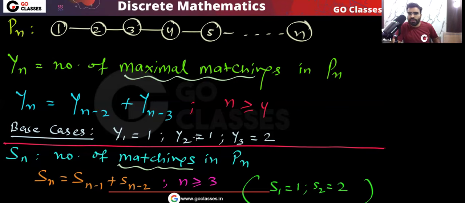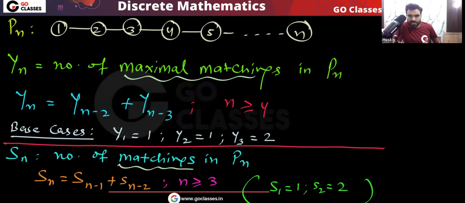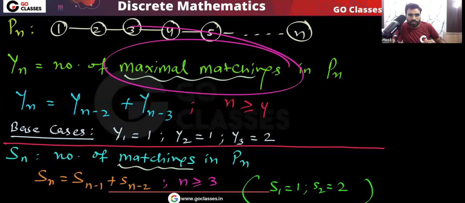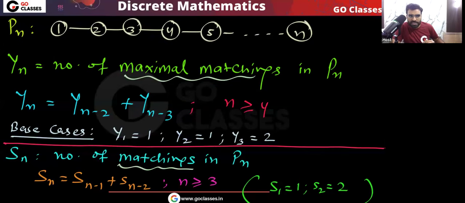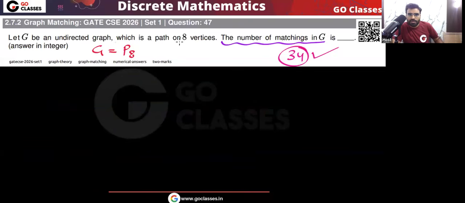I hope you understood. For a path graph on n vertices, what is the number of maximal matchings? What is the number of matchings? So we have done the complete analysis, and I hope you understood the difference between thinking recursively for maximal matching and thinking recursively for matching. Okay, so we have done the complete analysis of this GATE PYQ, this GATE 2026 question. I hope you understood.